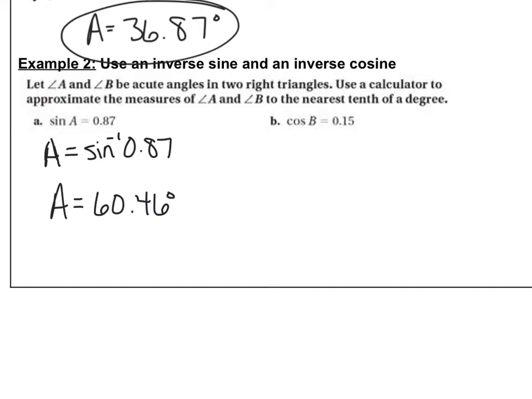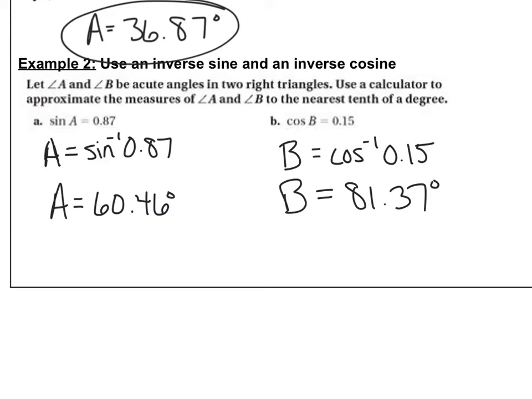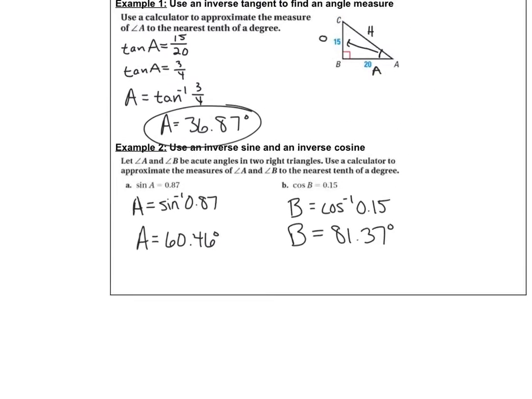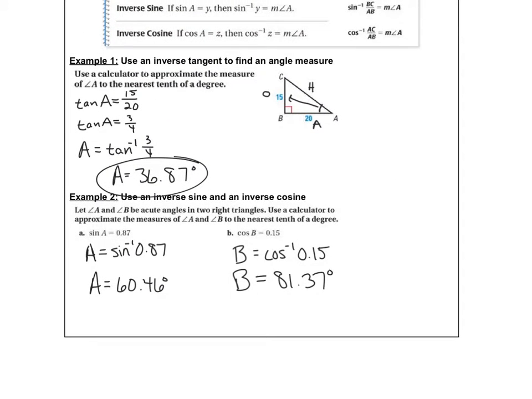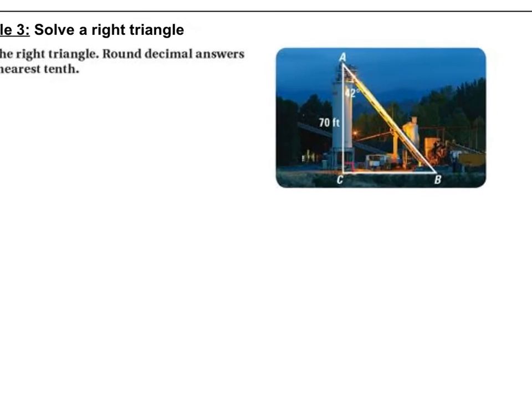We'll do the same thing with cosine of B. So B would be the inverse cosine of 0.15. Plug that into your calculator, and you'll find that B is equal to 81.37 degrees. So essentially, using these inverse functions, you still have to set up the ratio, but after where we stopped yesterday with just the fraction, you are now going to take the inverse function of whatever that fraction is. So let's put that all together.